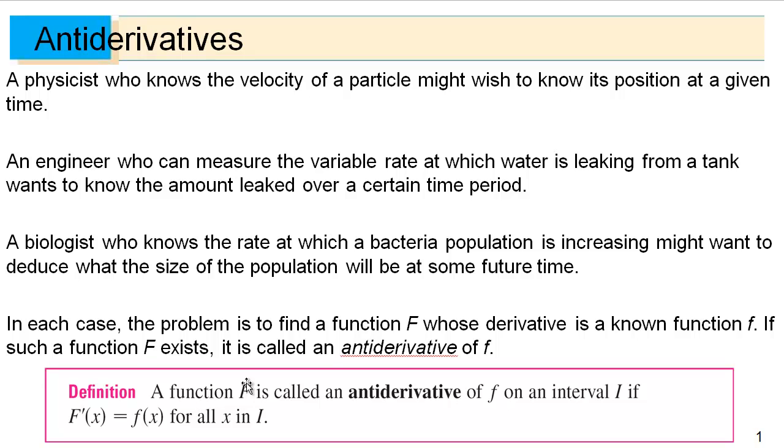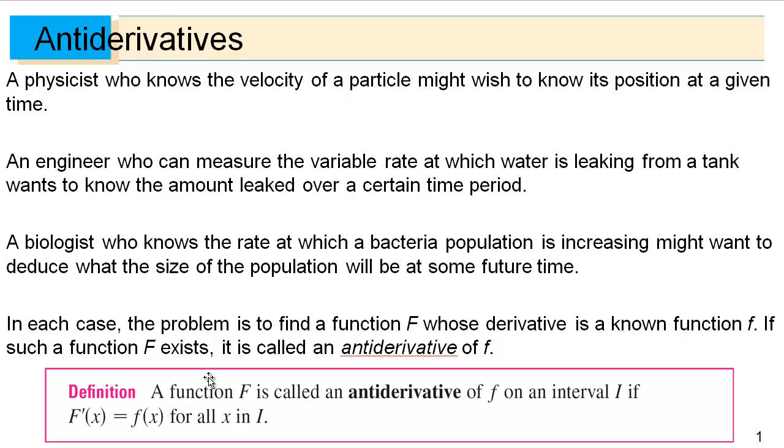We define a function capital F as an antiderivative of lowercase f on some interval I. We always put it on an interval because sometimes we have to restrict domains in order to get one-to-one functions so that we can actually get an inverse. But anyhow, if big F prime, the derivative of the big F function, is equal to little f, then the lowercase f function is the derivative of the big F function. So the big F function is the antiderivative of the little f function. We're just talking about inverses.